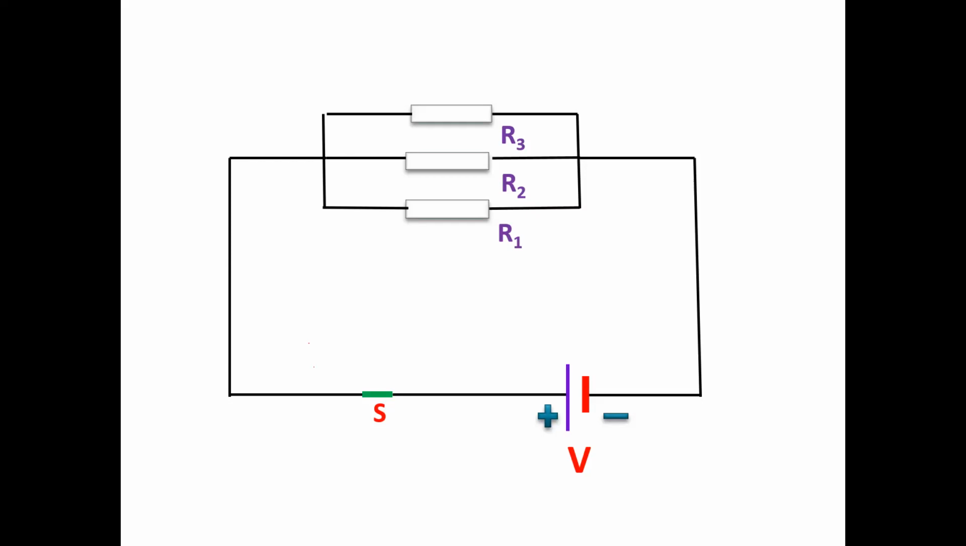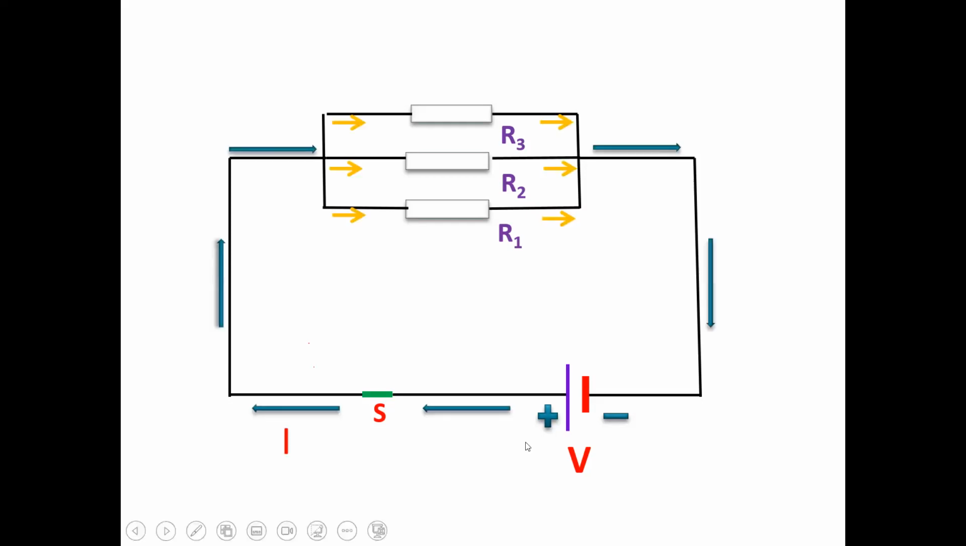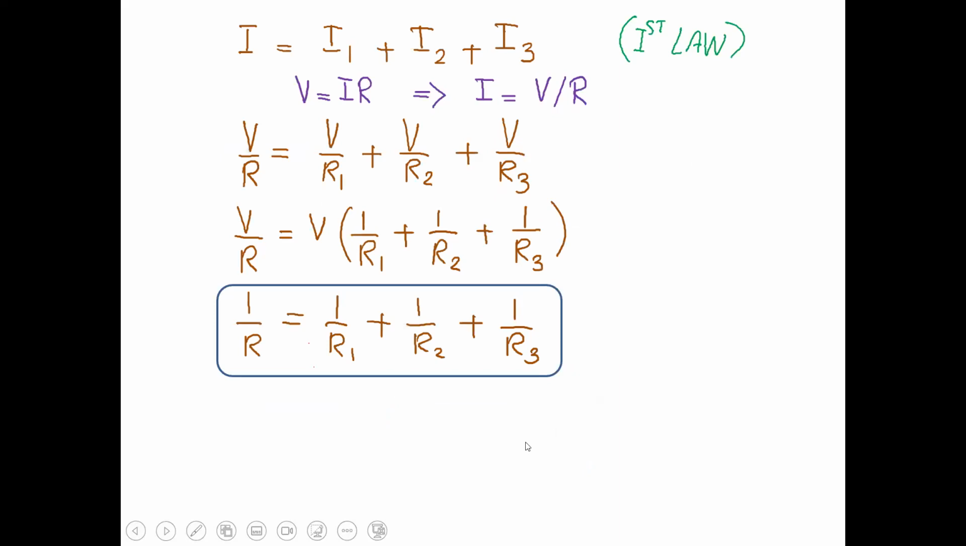Now look at this derivation. You have to copy this derivation, and derivations are always memorized. I is equal to I1 plus I2 plus I3. This is first law. So we put Ohm's law there. As the voltage is the same in parallel, you can take it common and you can cancel it out. You have to copy this. This is a derivation which you have to memorize.